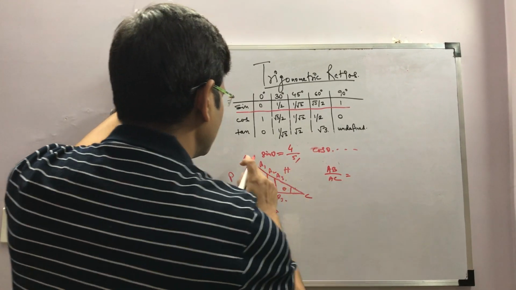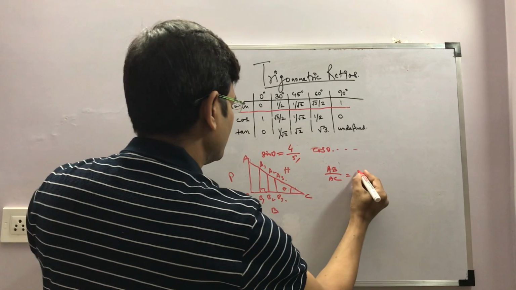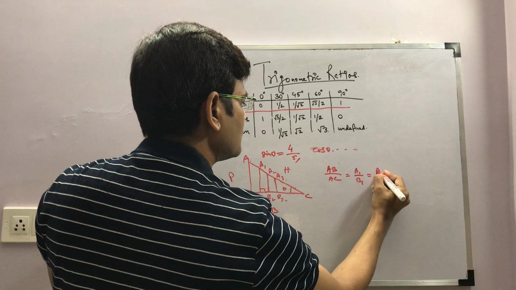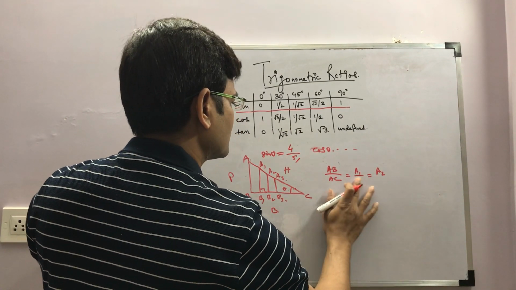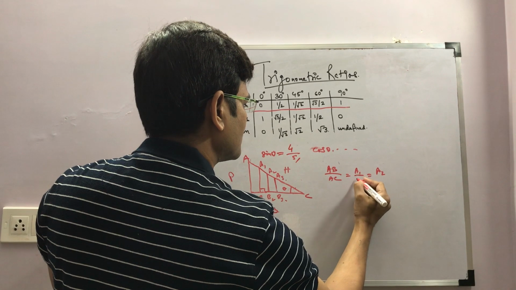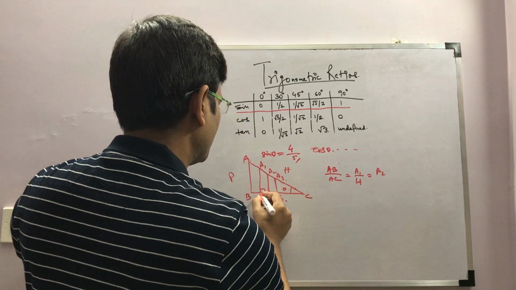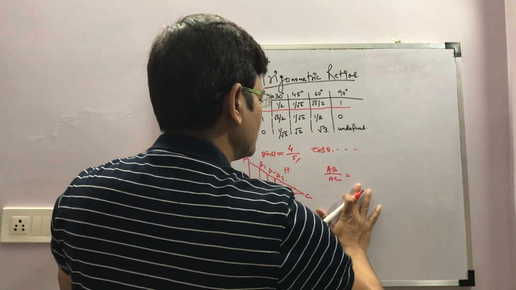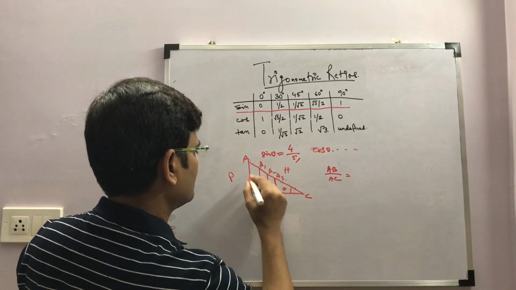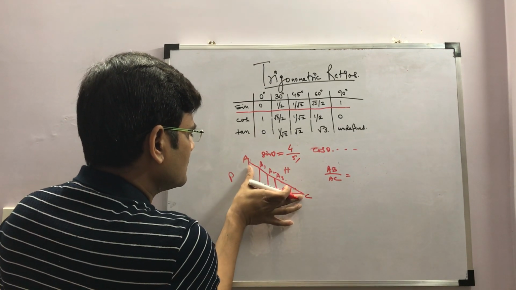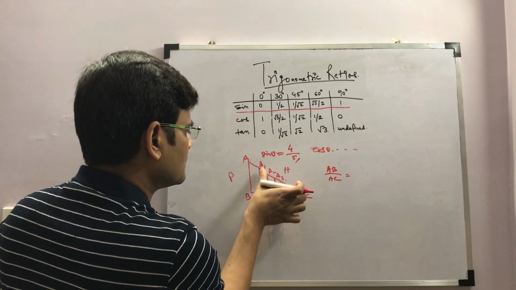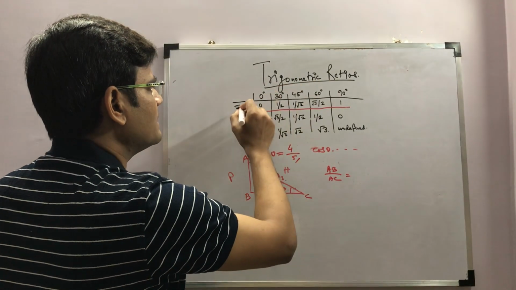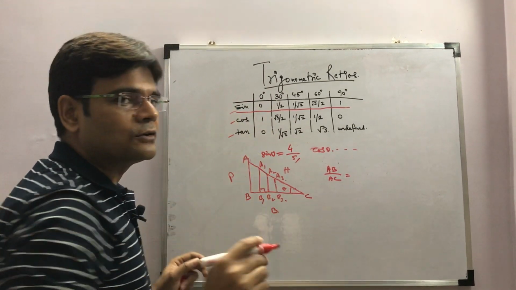So that is equal to AB by AC is equal to A1 B1 by hypotenuse, is equal to this by this by this by this. The ratio remains the same. That is why sin, cos, tan are trigonometric ratios.